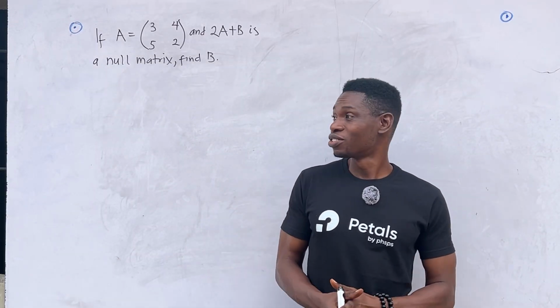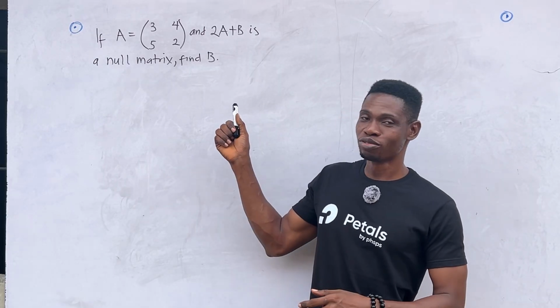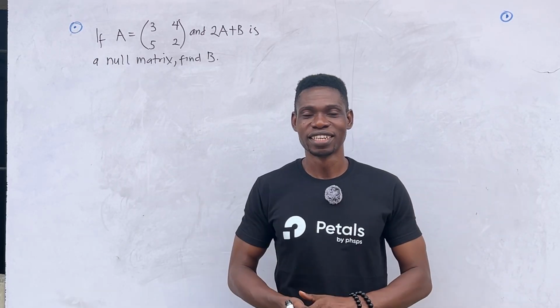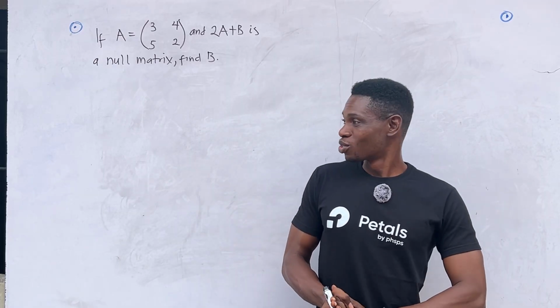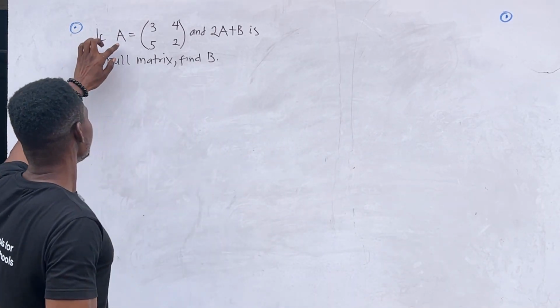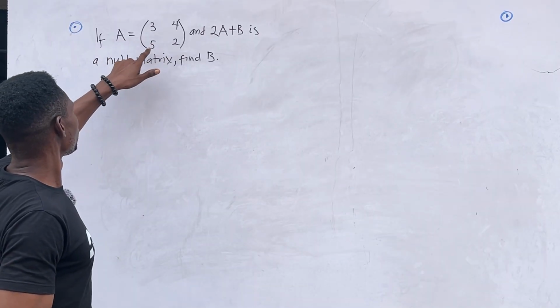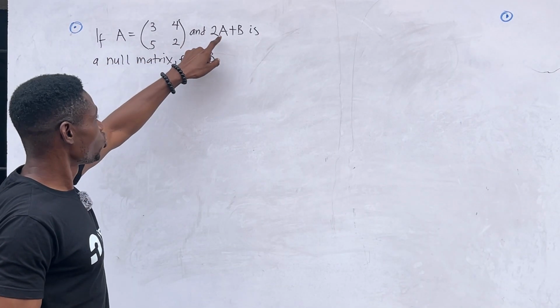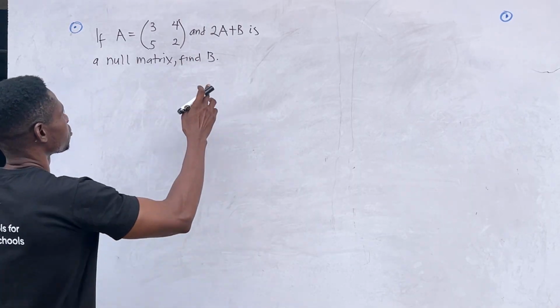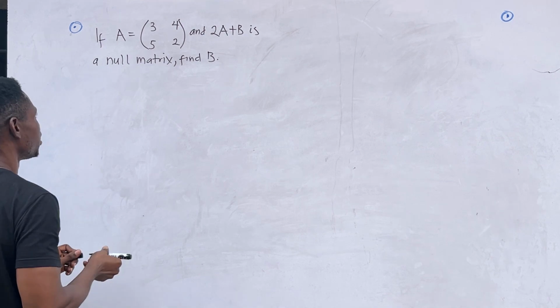Today we'll be solving another interesting problem involving matrices. This question was drawn from the Indian 12th grade examination. So let's see how it goes. The question says if A is a 2 by 2 matrix of 3, 4, 5, 2, and 2A plus B is a null matrix, we should find B.